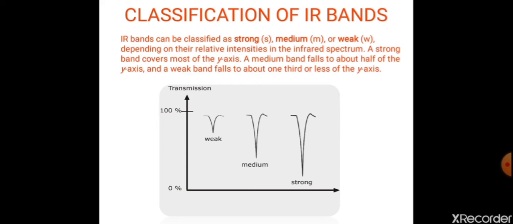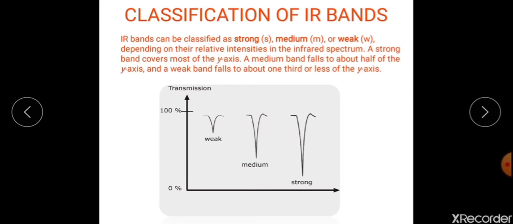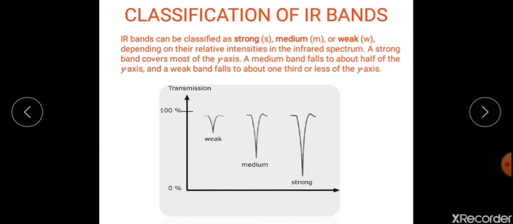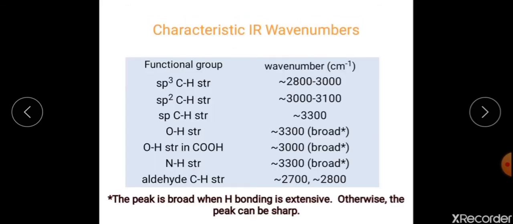Before discussing that, I have told you earlier that this particular slide will tell you about different types of peaks. For example, this is your strong peak, this is your medium, and this one is your weak peak. And similarly, what other information we can take from different types of IR spectrum. These are some sp3 CH stretching vibration, sp2 CH stretching vibration. These are the different fundamental vibrations or the wave numbers at which they will appear.